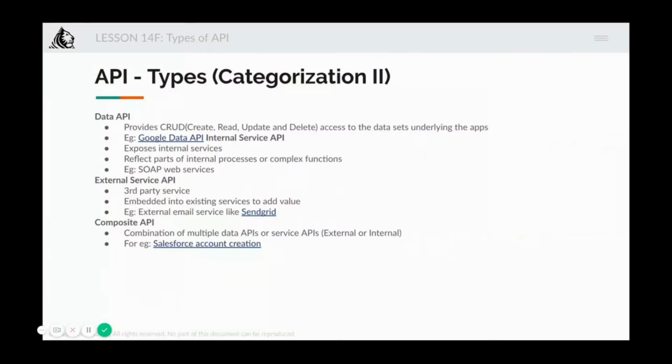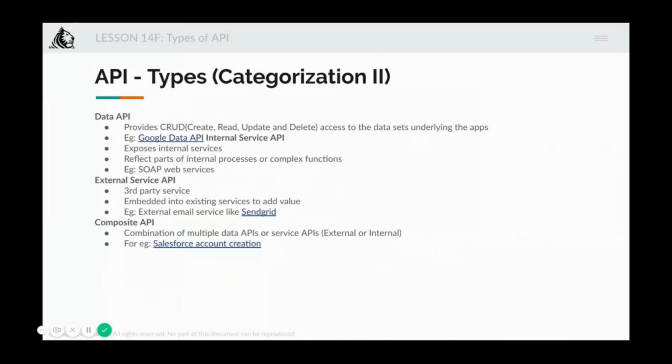The second kind of categorization is around what kind of data is being provided, right? So there's data API, which provides CRUD, that is create, read, update, and delete access to the data. If you want the user to be able to add a new to-do, update the to-do, delete the to-do, etc., you're essentially providing CRUD access. Google Data API is one possibility. Evernote provides an API. Todoist provides an API.